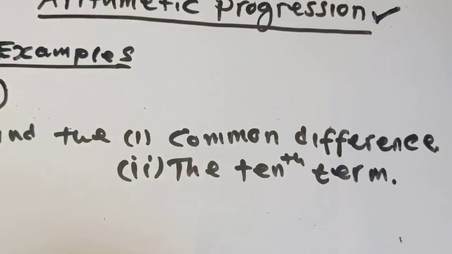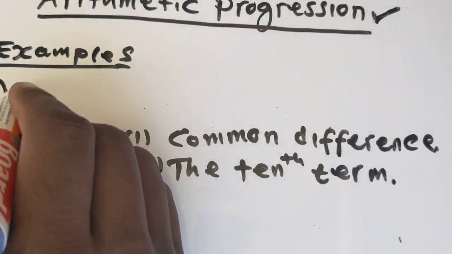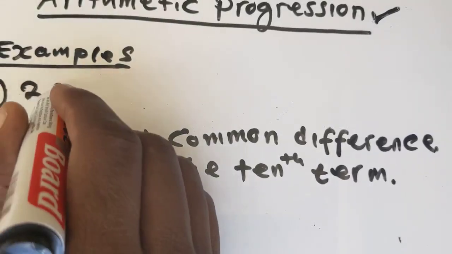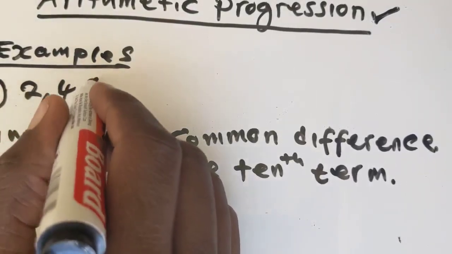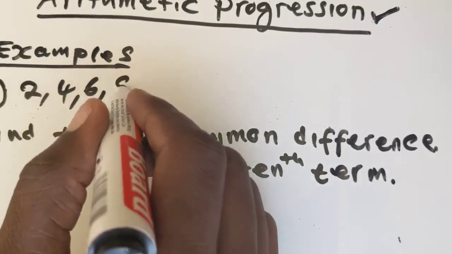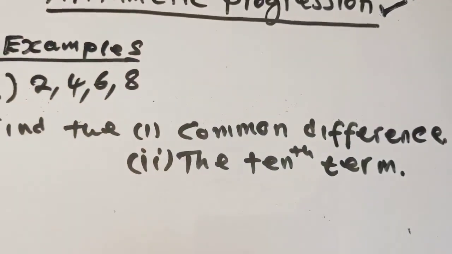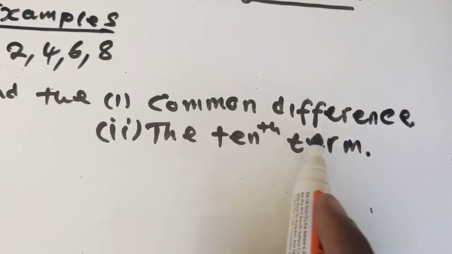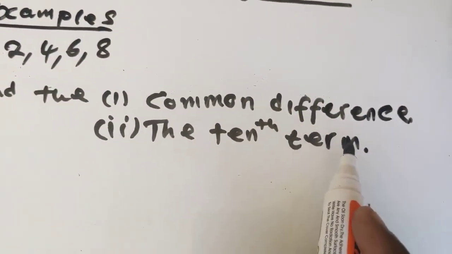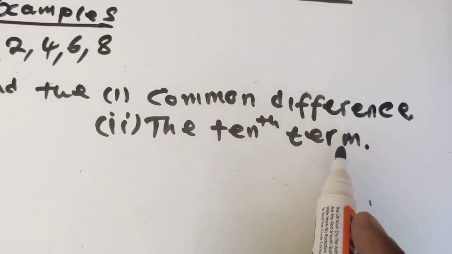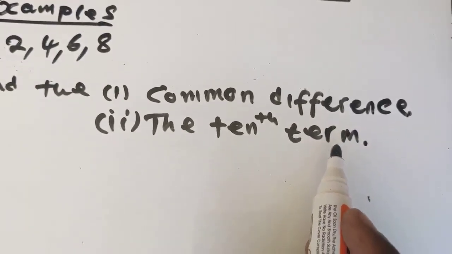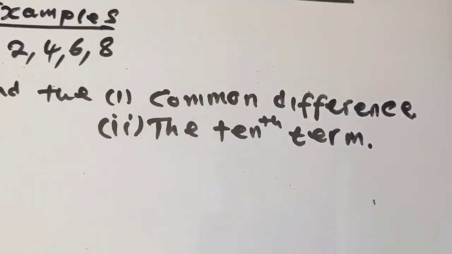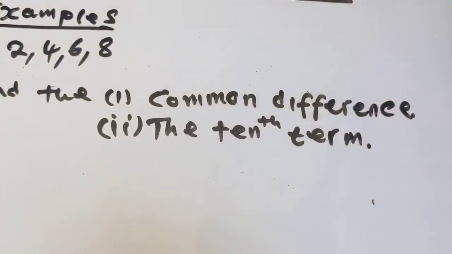So, if you are given this example, 1, 2, 4, 6, 8, and you are told to find the common difference. In some questions, you will not be told to find the common difference, but what you need to know is that you need to find it because it is needed in the formula for the nth term.